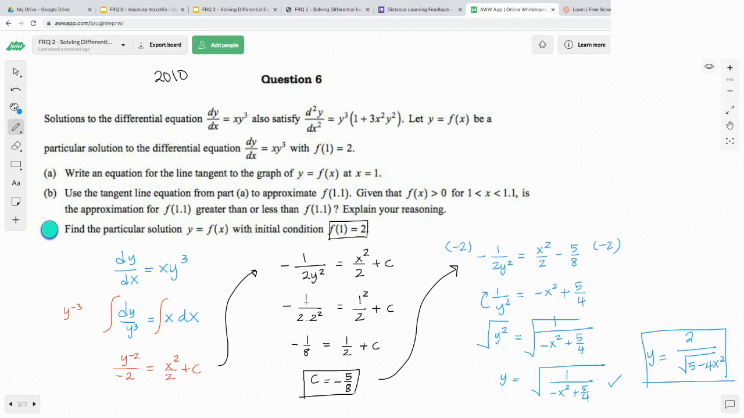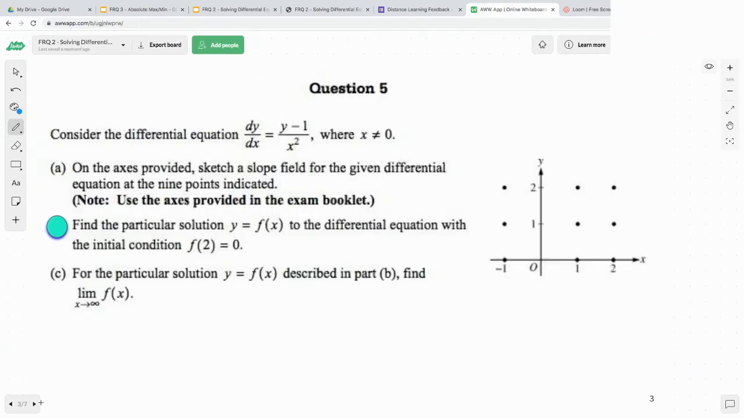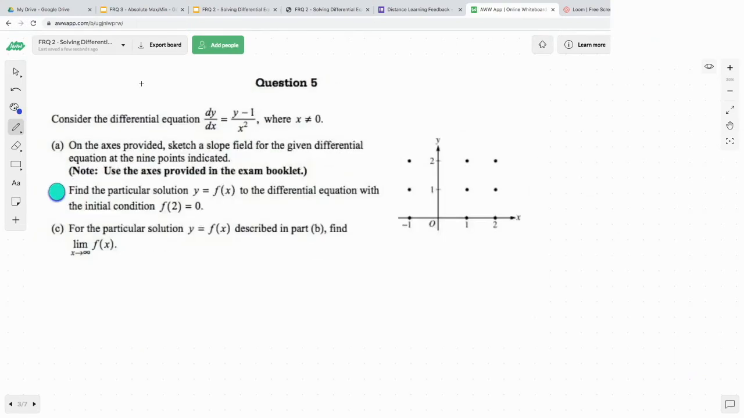Okay, so let's move on to the next question. This question is from 2008 AP exam. So find the particular solution f of x to the differential equation with the initial condition f of 2 equals 0. So let's get our differential equation here, y minus 1 over x squared. Let's separate our variables. Y minus 1 is going down here. And then dx is coming over here.